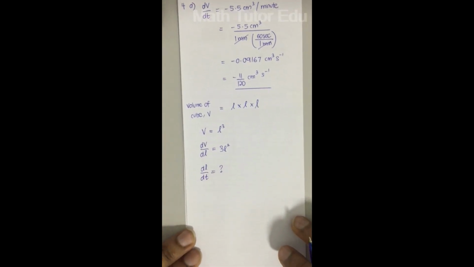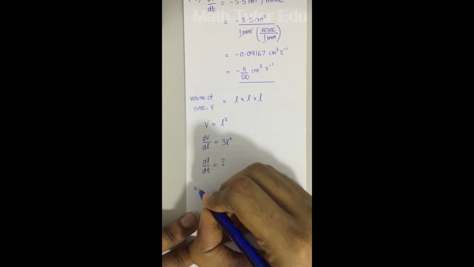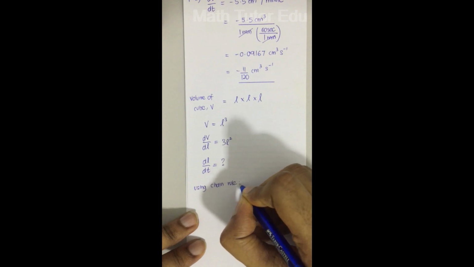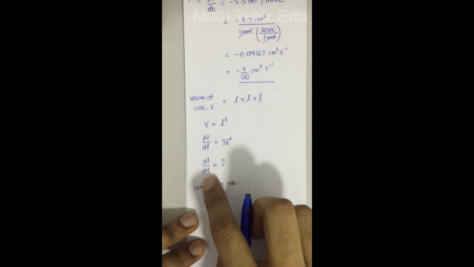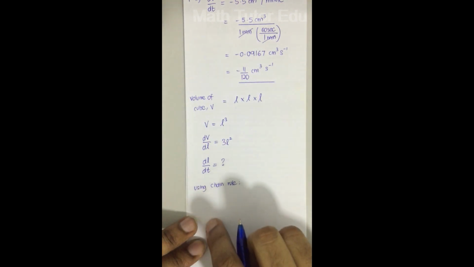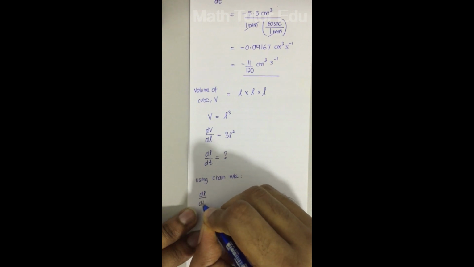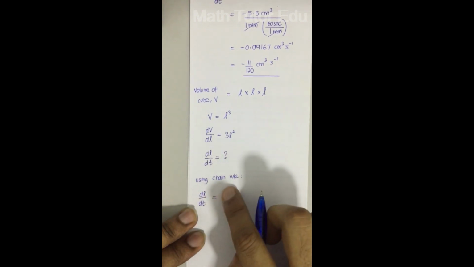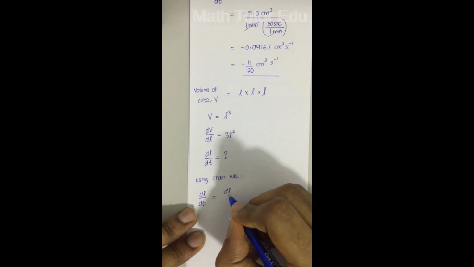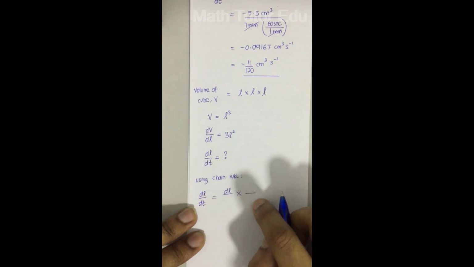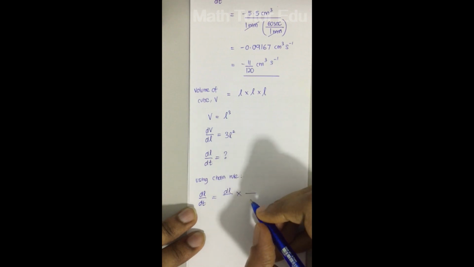So let me write the working over here. Using the chain rule, from here we are required to find dl over dt. So let me write the required expression over here, the derivative. dl over dt is equal to dl in the numerator, multiplied by, and then dt in the denominator of the second part of the derivative.